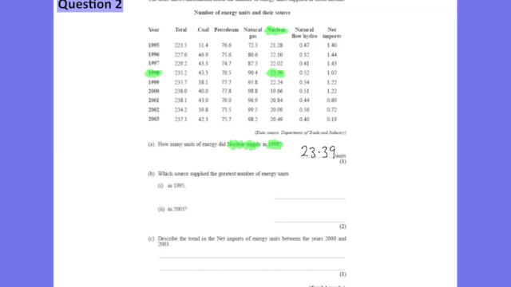In part B, we're asked which source supplied the greatest number of energy units in 2005. Taking a look here at the year 2005, which of these numbers is the greatest? We can see here 76.6 is the largest number, so petroleum. Whereas in 2003, the second year we're asked to compare against, coal, petroleum 75.7, natural gas is higher than the nuclear and higher than natural flow hydro. So in 2003, the highest is now natural gas.